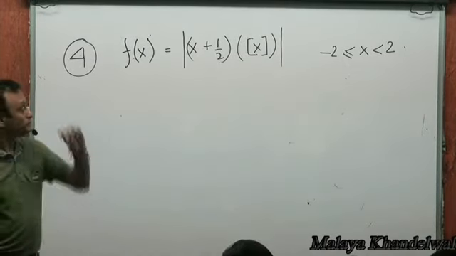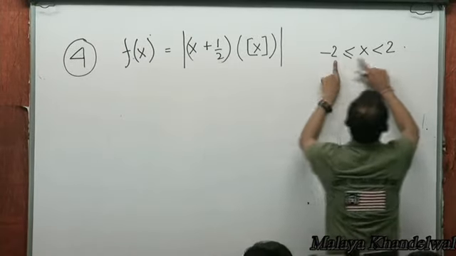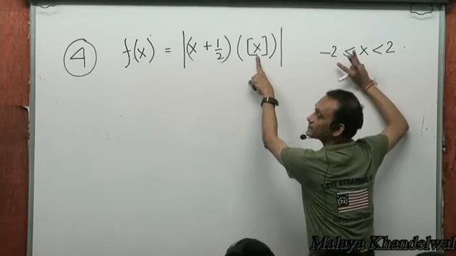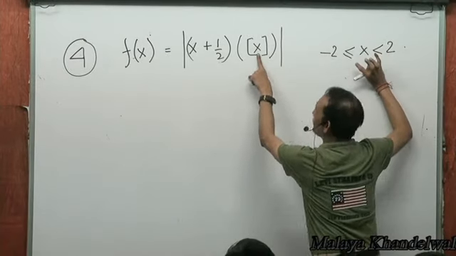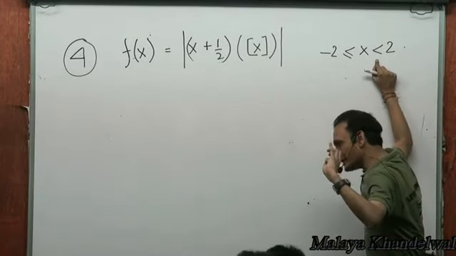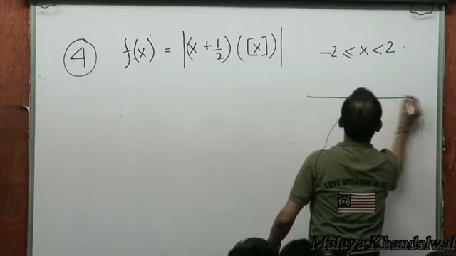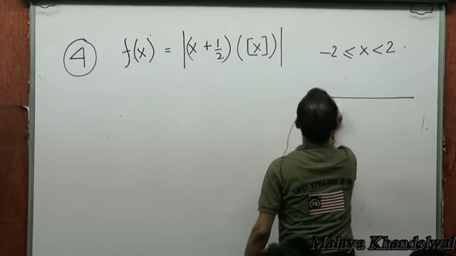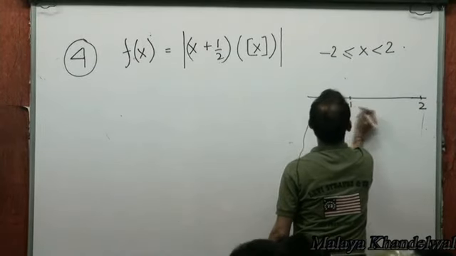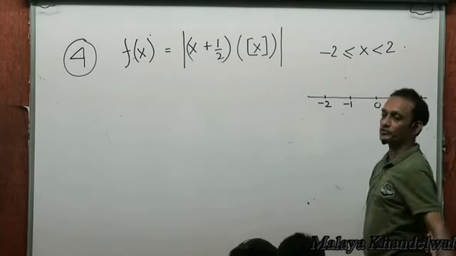Clear? Now again, this is mod x, so in the interval minus 2 to 2, box x will change behavior at minus 1, 0, plus 1, right? For box x, the nodes produced in this interval are minus 1, 0, and plus 1. These are the nodes produced, right?